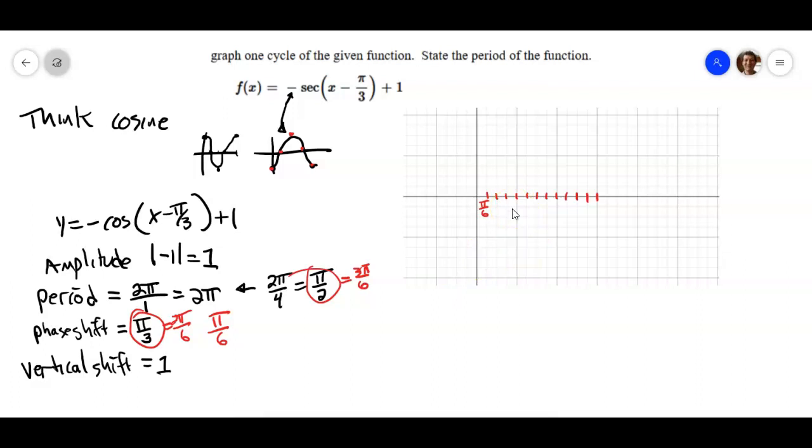So our normal cosine wave would start at amplitude, but because of the minus, it starts down at amplitude. Our vertical shift is 1, so let's have this be 1 right here. That's our baseline.